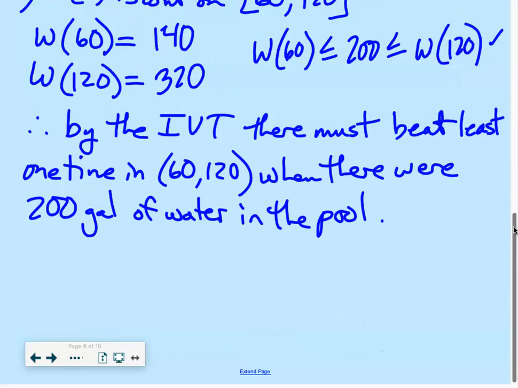So whether you have less than or equals is fine, and then write your conclusion again, just restating the problem. Therefore, by the IVT, there must be at least one time in the interval 60 to 120 when there were 200 gallons of water. So you're just rewriting the problem, which I think every single one of you got. So well done on your IVT. Good job. Okay. Any questions on theorems?